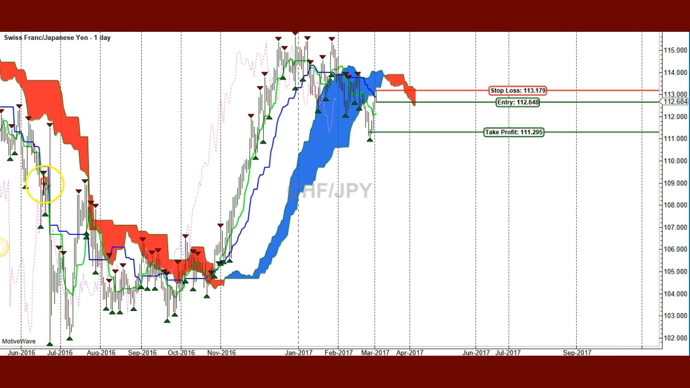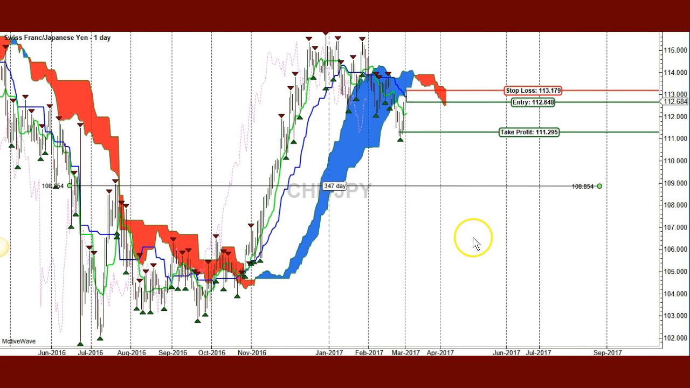We could look at this level right here as a support and resistance level, quite possibly, if we get down to that point. Okay, so that would be about 108.854. So that could be the next level if we get through this take profit level. So that's a little bit longer term.